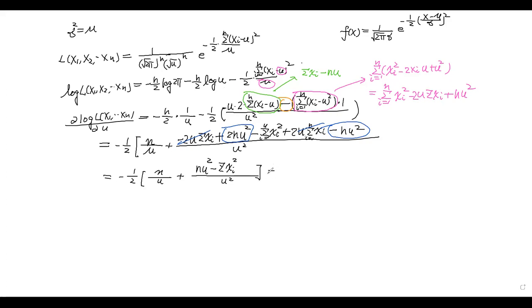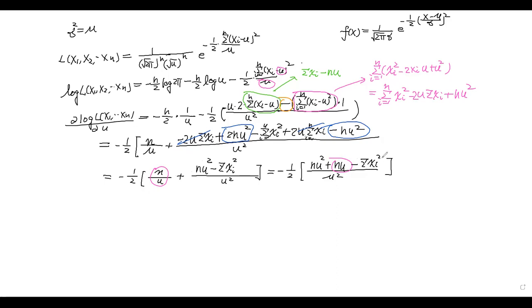Now let me combine these two terms. Find the common denominator, which is mu squared. So here's n mu, right? So this term will be n mu squared plus n mu, right? So this n mu is from combining these terms because of a common denominator, and then minus the summation xi squared. So this is the derivative.